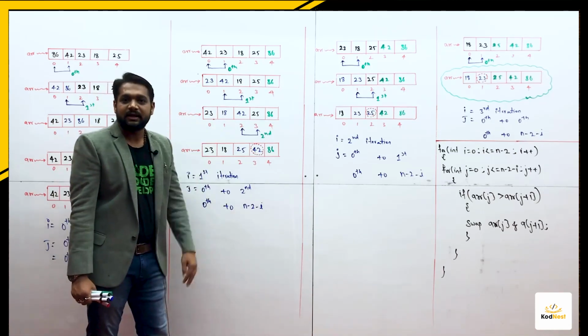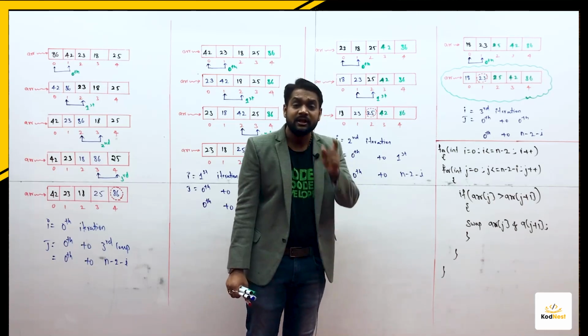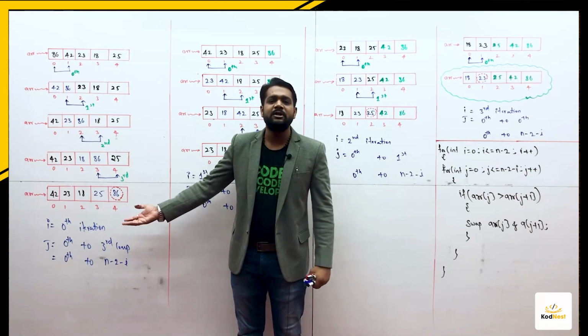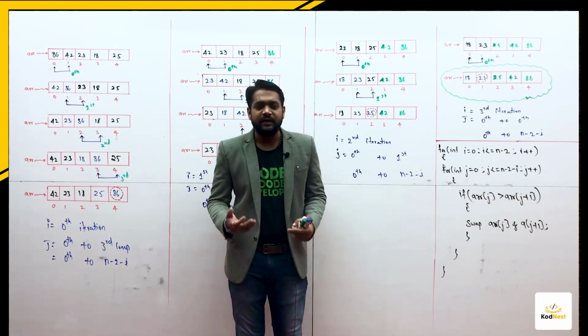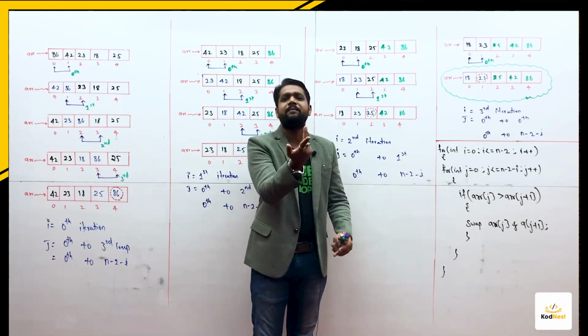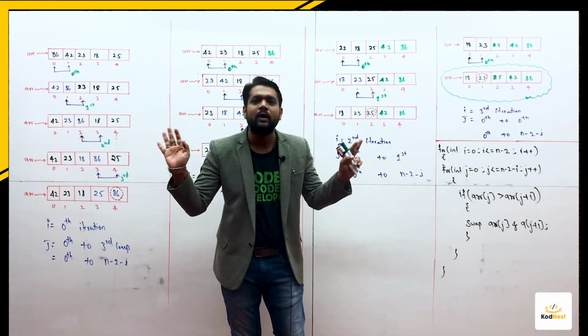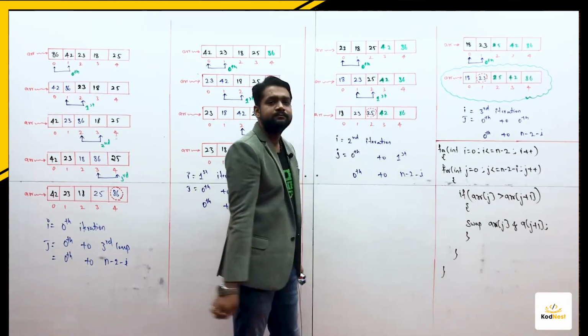If n elements are there, starting from the 0th iteration, go until the n minus 2 iteration. In every iteration, you are doing comparisons, starting from the 0th comparison until n minus 2 minus i. Every time you check whether array of j is greater than array of j plus 1. If it is greater, you swap, else you move ahead. By the time you reach the n minus 2 iteration, elements will automatically be sorted. I have proved it to you.